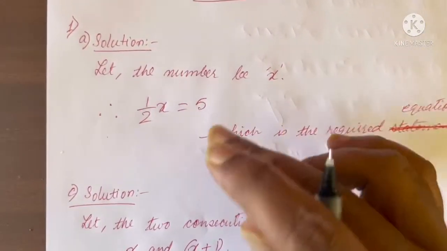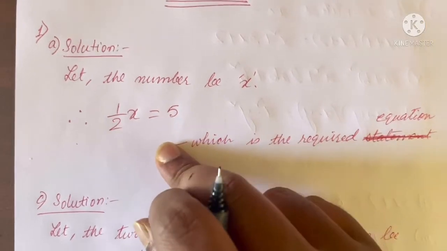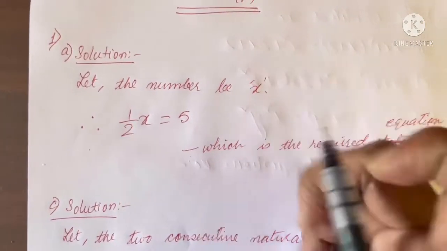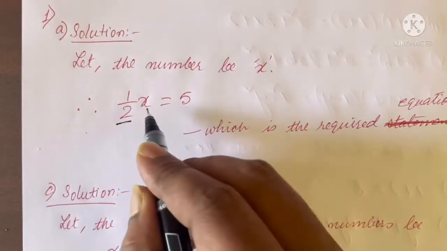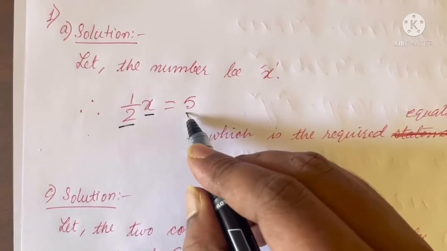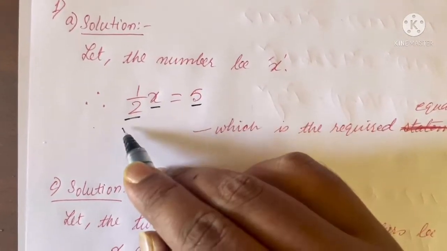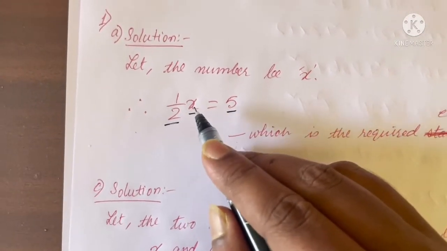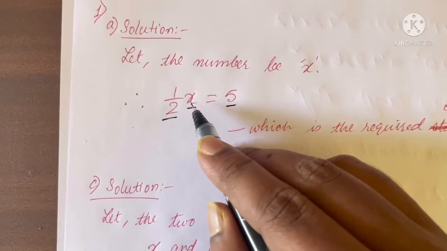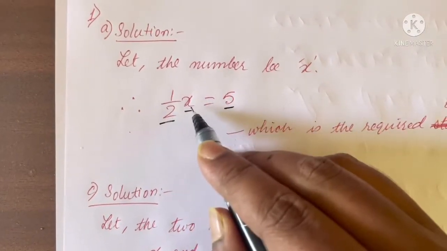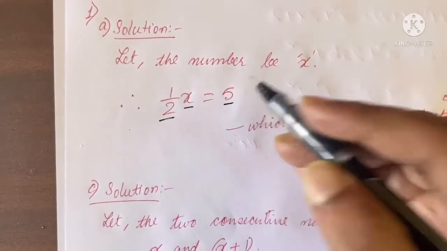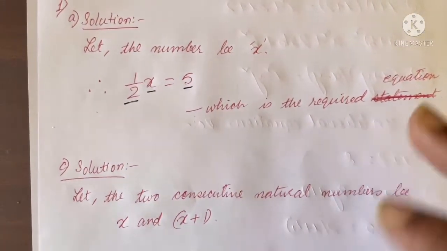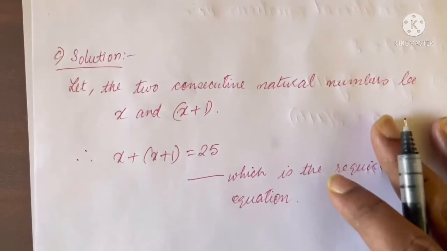Now according to the question, what has been said? Half of this number is equal to 5. Half of a number means half multiplied by the number. Of means multiplication. So half of a number, the number is x, so half of x, half into x is equal to 5, which is the required equation. Very simple. Let's move on to the next one.